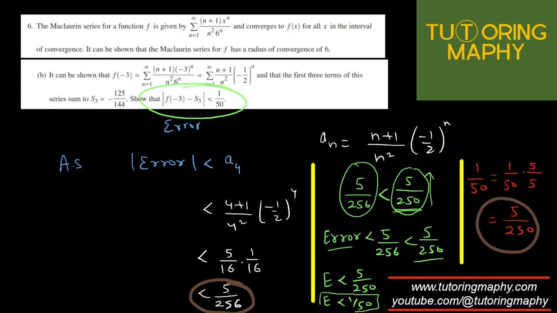So in this way, you can use the alternating series error bound formula and then compare it eventually with 5 over 250 by a simple manipulation, and that will now make absolute sense. I hope this one is clear.